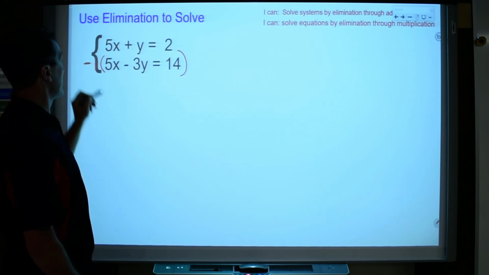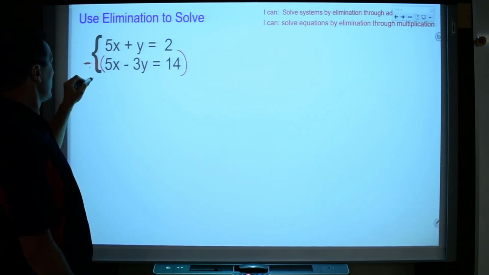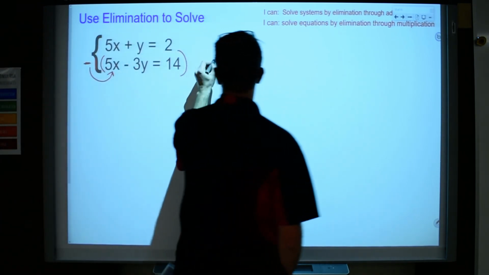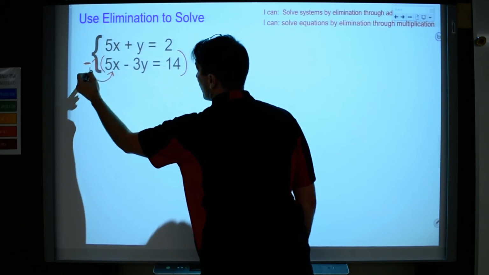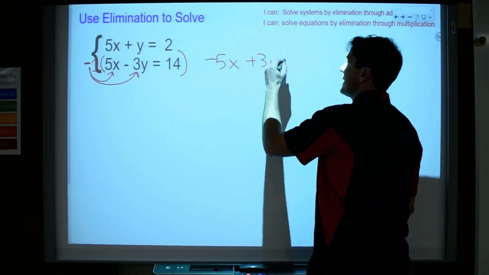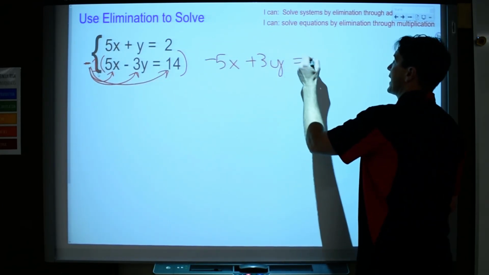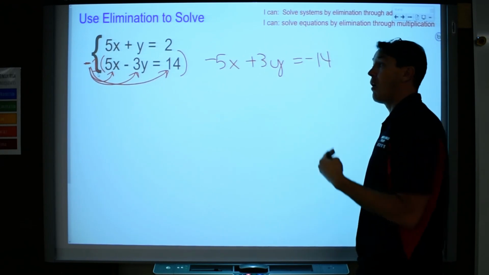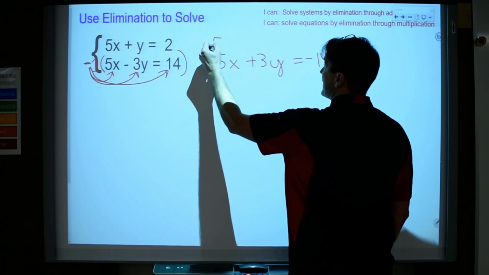I'm multiplying through by negative 1. Remember, you have to do it to everything, though. So I'm going to go negative 1 times 5x is negative 5x. Negative 1, there's my 1 there, times negative 3 is positive 3y. And negative 1 times 14 is negative 14. So you notice I did it to all the terms in this equation. And the top I did not change.